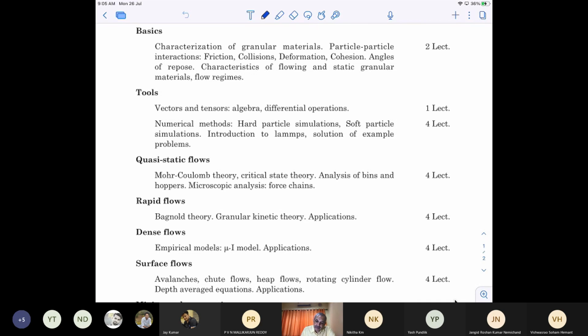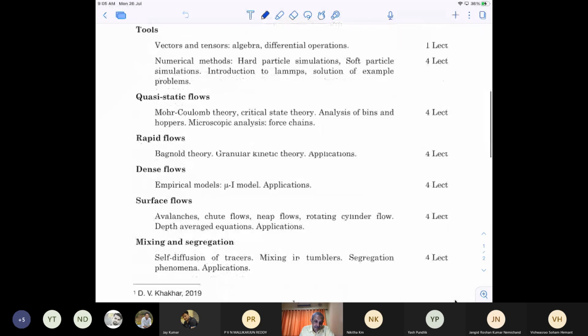And then these are at the particle level, and then at a more gross level, things like angles of repose, and some qualitative aspects of the characteristics of flowing and static materials, and some flow regimes. So this is just some basics of these, because granular materials are in fact quite different from fluids. So I'd like to tell you about that.